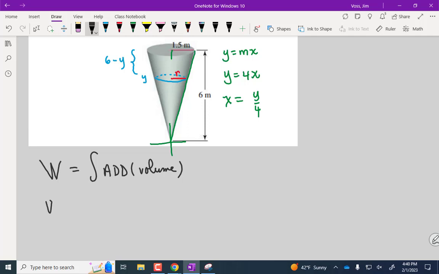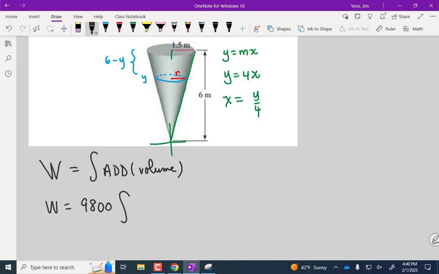Okay, so we have, once again, acceleration 9.8, density 1,000. So we're going to have 9,800 out in front. What was the problem again? How much work to pump it out the top?